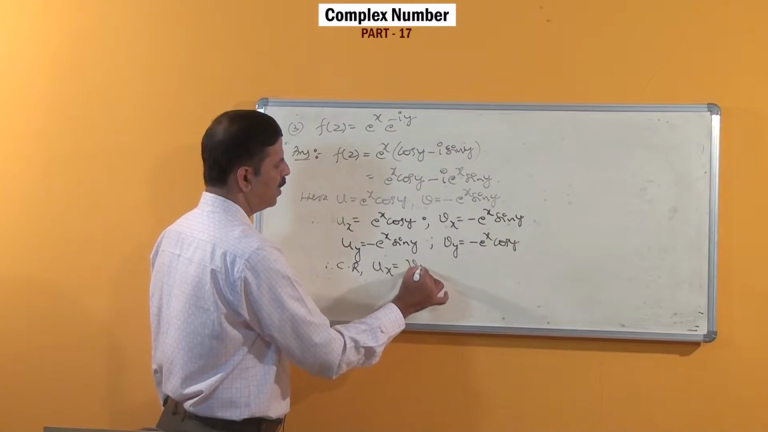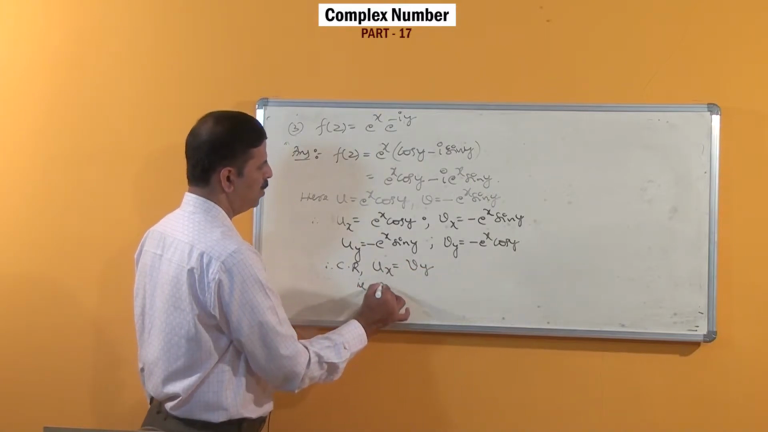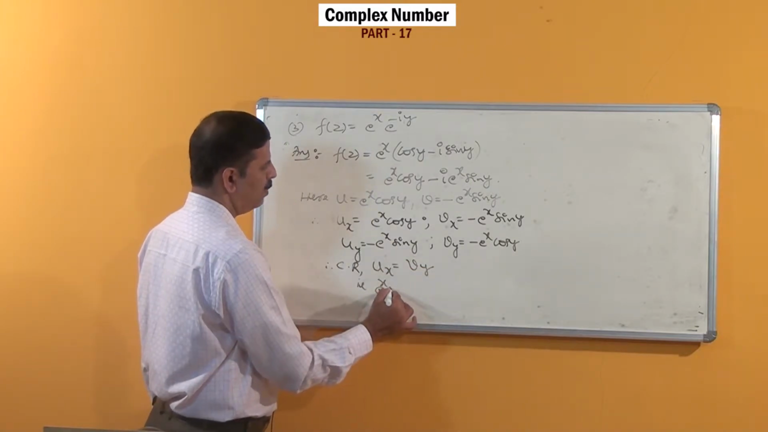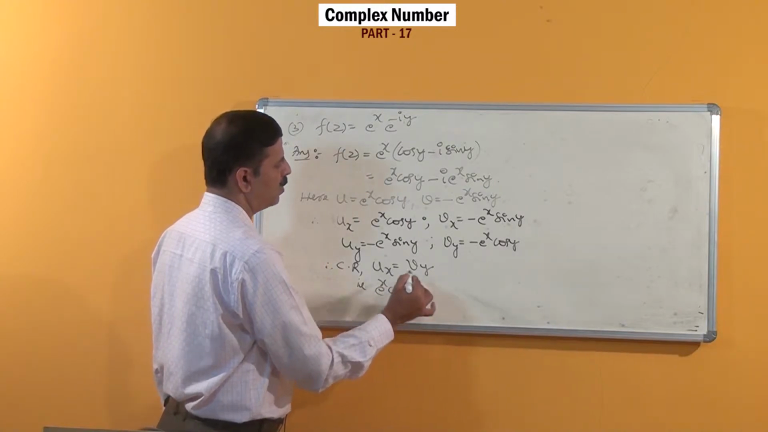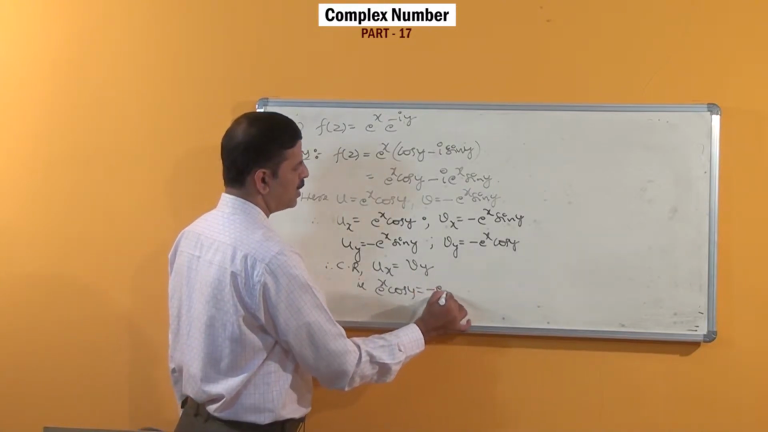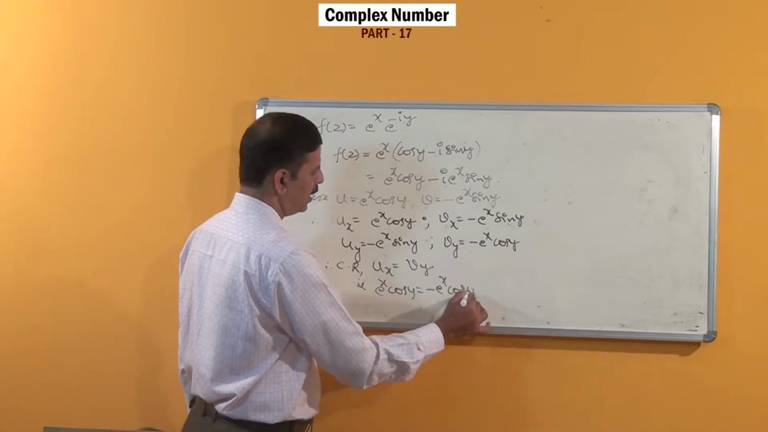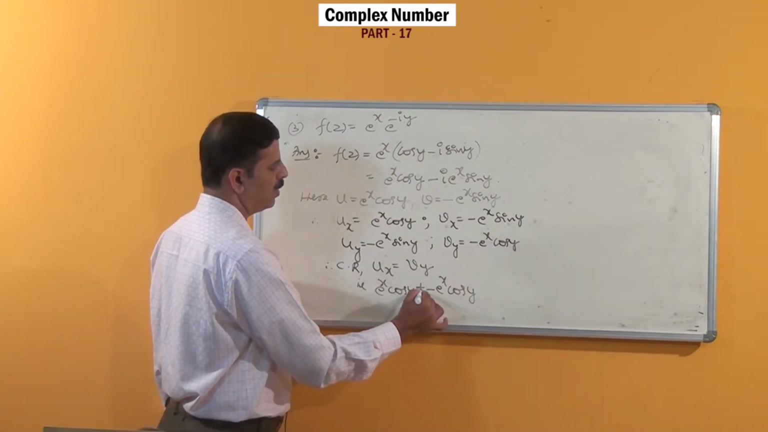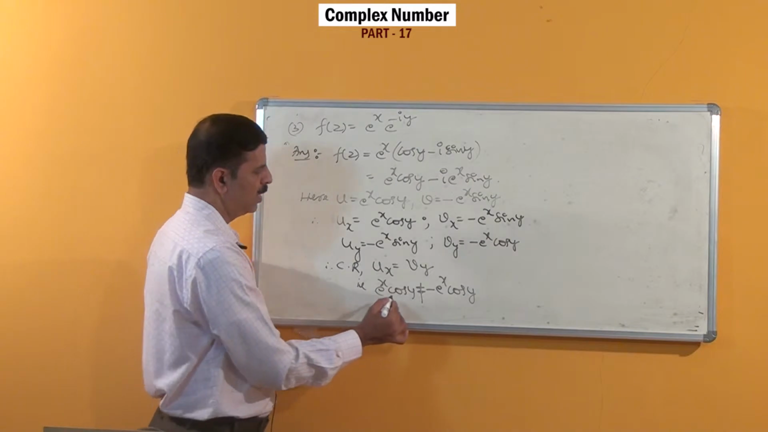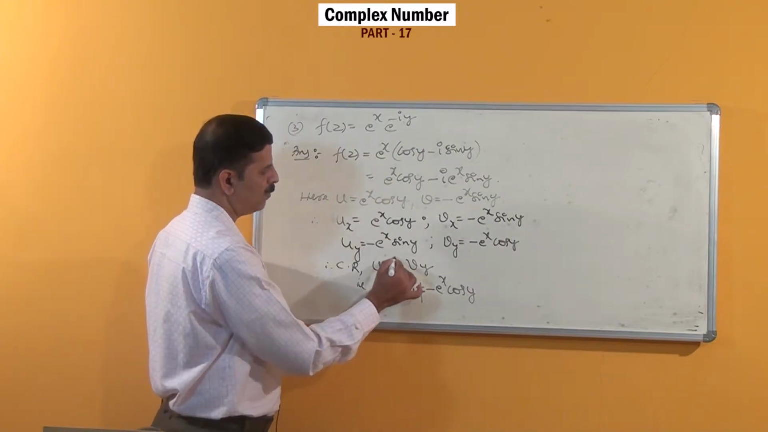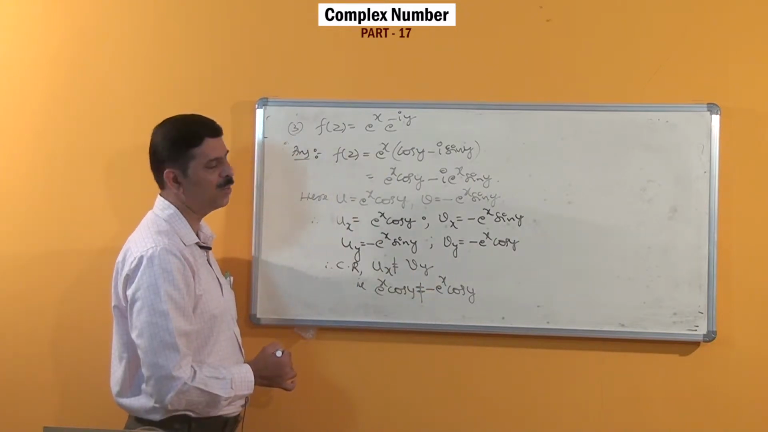So now the CR equation is ux equal to vy. What is ux here? e power x cos y is equal to, what is vy? Minus e power x cos y. Are they equal here? They are not equal, isn't it? You are observing that they are not equal, therefore ux is not equal to vy.